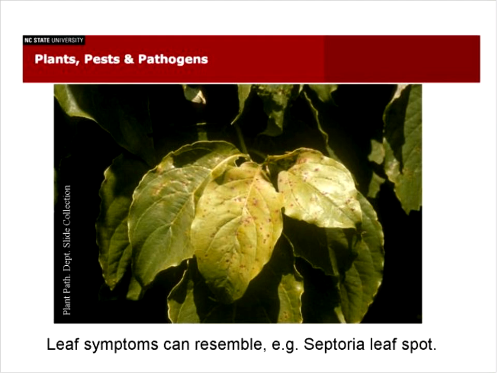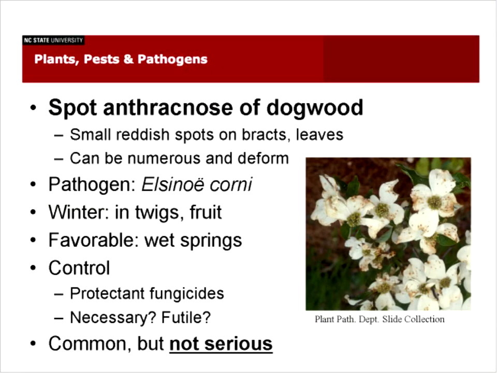Usually we see the symptoms on the bracts like in the previous photograph, but it can also cause lesions on the leaves that can look like septoria leaf spot. So there could be a little confusion there. Typically, though, we see small reddish spots on the bracts. Again, can be on the leaves. They can be quite numerous and deform the bracts.